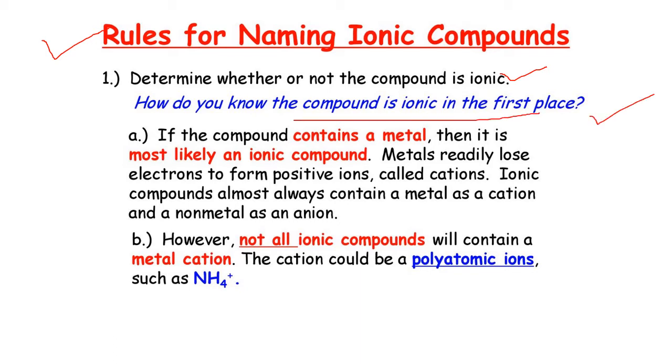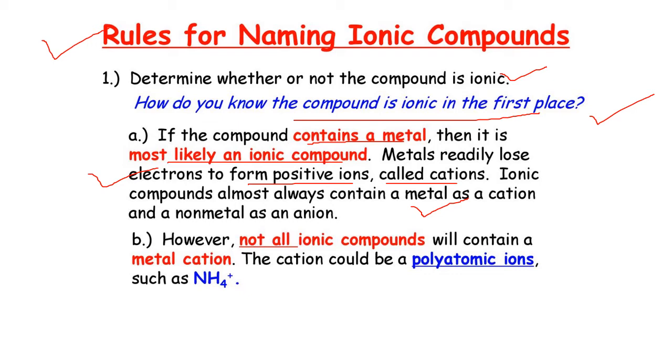First of all, you need to know if it is an ionic compound or not. For that, it is written that if a compound contains a metal, then it is most likely an ionic compound. Why? Because metals readily lose electrons to form positive ions called cations, and ionic compounds almost always contain a metal. So first of all, what you have to remember is that if it is a metal, then most of the time it is an ionic compound.